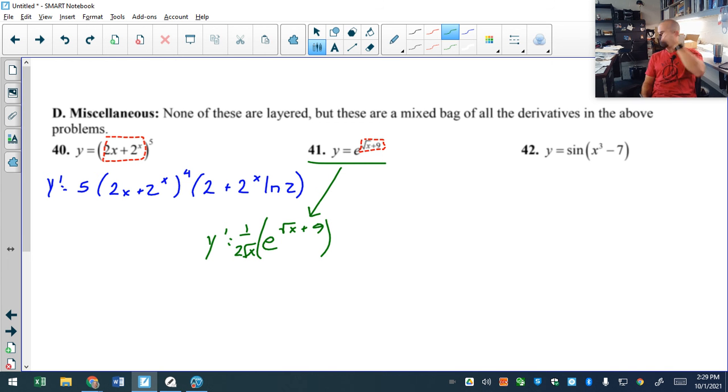Now, if you want to write it as 1/2 x to the negative 1/2, you can, but I'm telling you, it's going to be beneficial for you to just remember that the derivative of root x is 1 over 2 root x. There will come a time where that's very helpful for you.